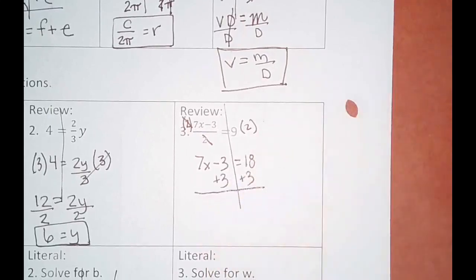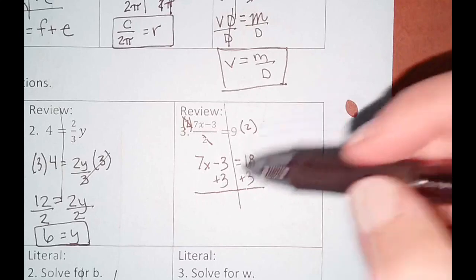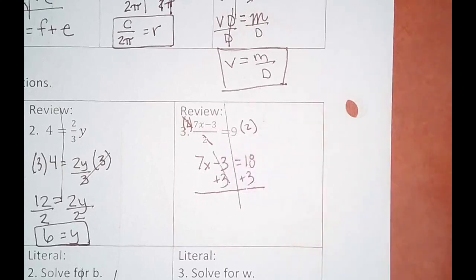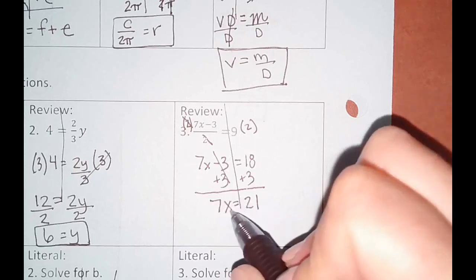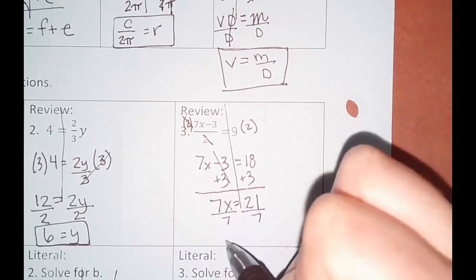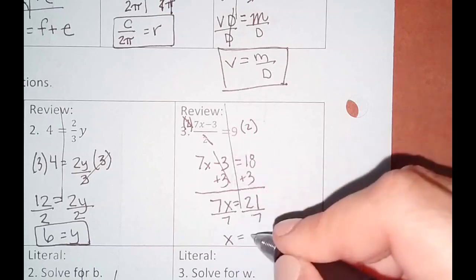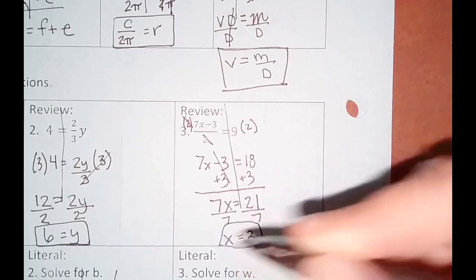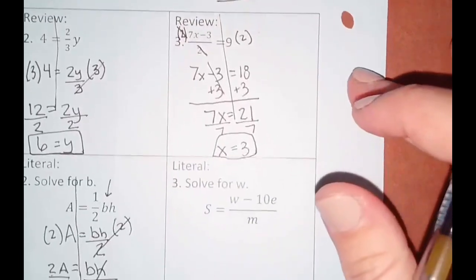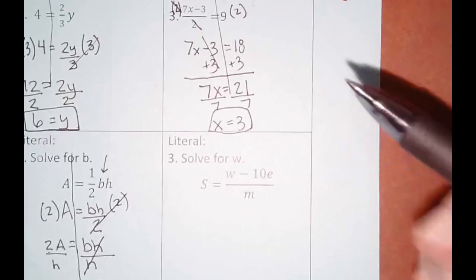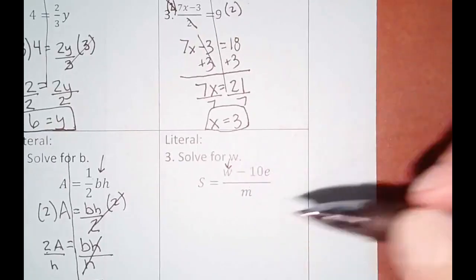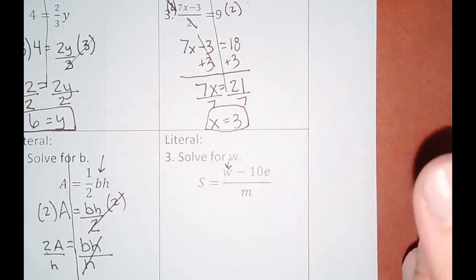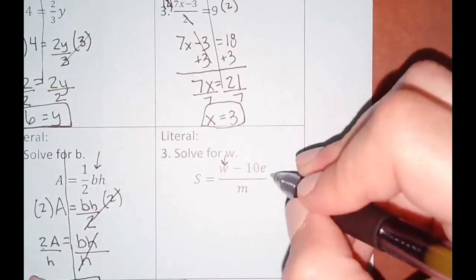Number 3, I'm trying to get w alone. In order to get to that, I have to get rid of the fraction. The fraction is nothing more than division, so I'm going to undo that by multiplying both sides by m. When I do that on the right side, these m's cancel, so I'm left with w minus 10e. On the left side, s times m, okay, I just make sm or ms. Either way is fine. You could leave it as ms. Their powers don't change. It does not become ms squared. It just stays ms or sm.